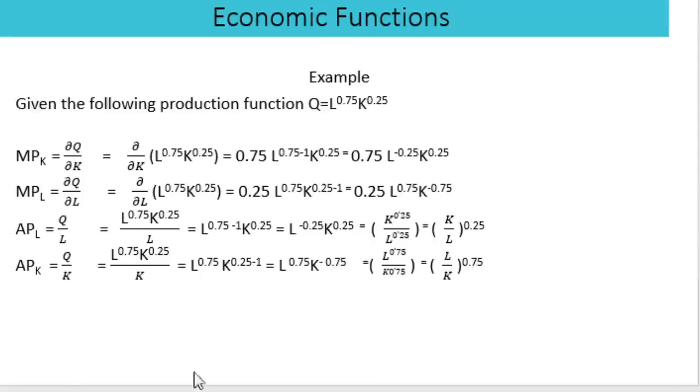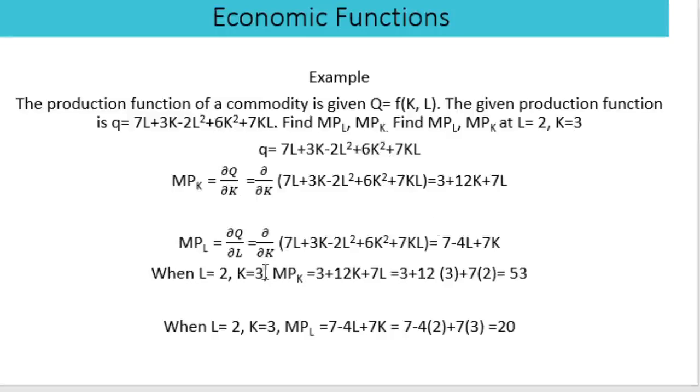Next question: the production function of a commodity is given as Q equal to a function of K and L, and the given production function is Q equal to 7L plus 3K minus 2L square plus 6K square plus 7KL. Find the marginal product of labor, marginal product of capital, and marginal labor and capital at L equal to 2 and K equal to 3. That is, Q is given, then MPK equals dou Q by dou K.